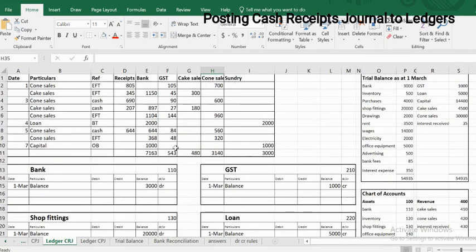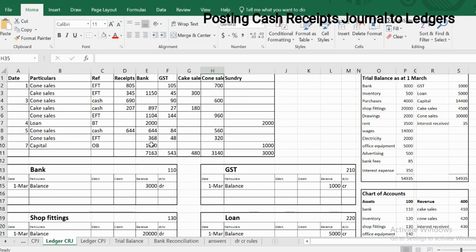We're now ready for posting. So we're going to look here. We only post the bank column onwards. The receipts column should not be totaled because it's not one that we are posting. So be careful about that because that's an easy error to make. So we're doing the bank onwards.